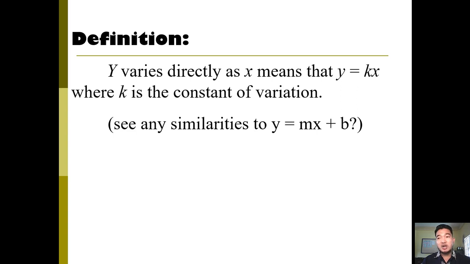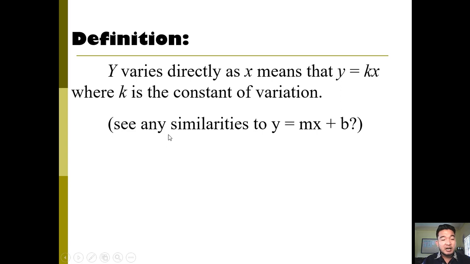Anong ibig sabihin ng constant of variation? Ito yung no matter how y and x changes, kahit na magbago sila ng magbago, si k or the constant of variation, hindi siya nababago. Ganun pa rin yung kanyang value. Kumbaga dun sa geometric sequence, siya yung common ratio, siya yung common multiplier. Okay? So, kaya siya tinawag na constant dahil hindi siya nababago.